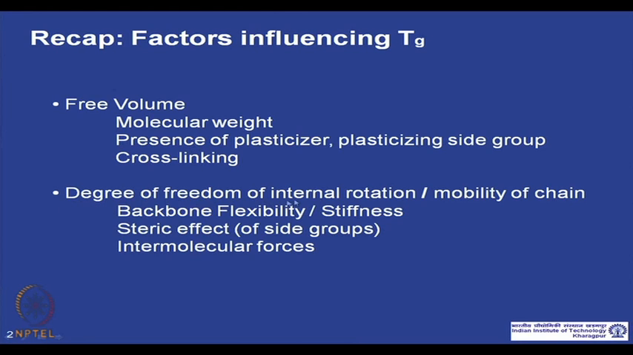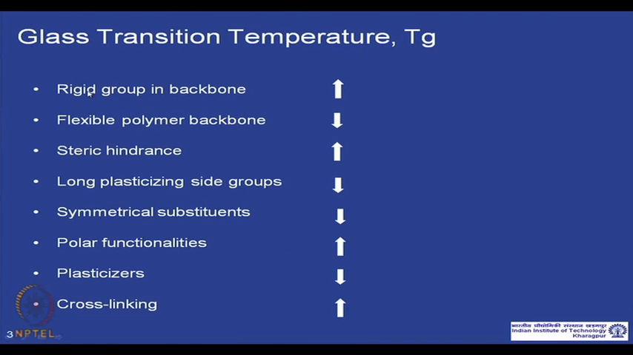The second main determining factor in Tg is the freedom of the polymer chain to rotate around its single bond, which gives us the mobility of the polymer chain. If you increase the mobility, obviously polymer chains become more flexible and Tg goes down. If you go back and look at the factors we discussed in the last lecture, if you have a rigid group in the backbone, then Tg goes up as a result of increased stiffness. Flexible backbone, obviously Tg goes down.